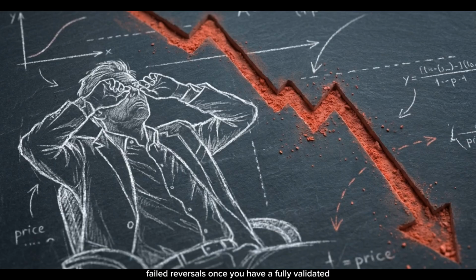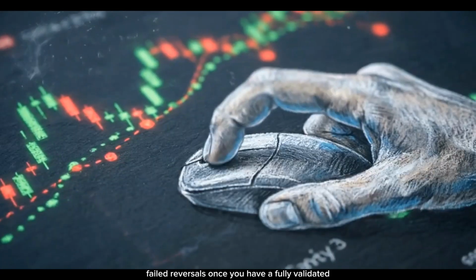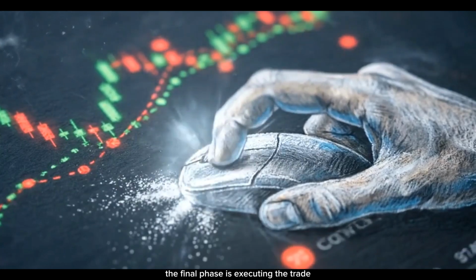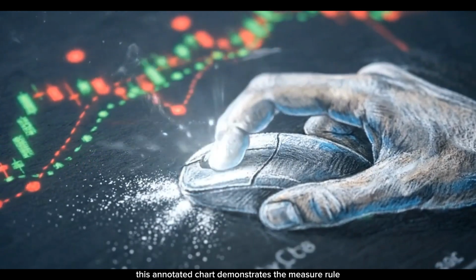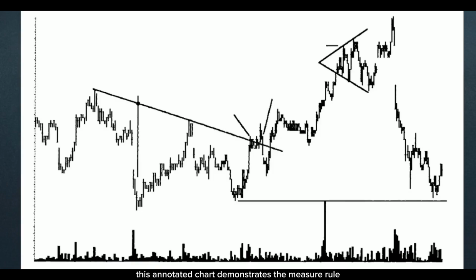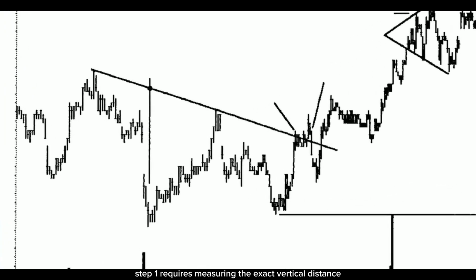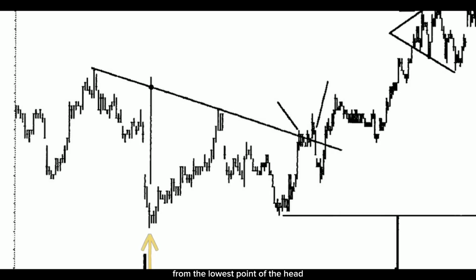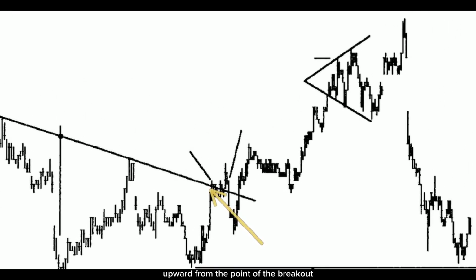in punishing failed reversals. Once you have a fully validated, volume-confirmed head and shoulders bottom, the final phase is executing the trade. This annotated chart demonstrates the measure rule, which is the standard mathematical tool used to calculate the minimum expected price target after a breakout. Step 1 requires measuring the exact vertical distance from the lowest point of the head straight up to the diagonal neckline. Step 2 involves projecting that exact distance upward from the point of the breakout. Stacking that vertical line on top of the neckline establishes your upper price target.